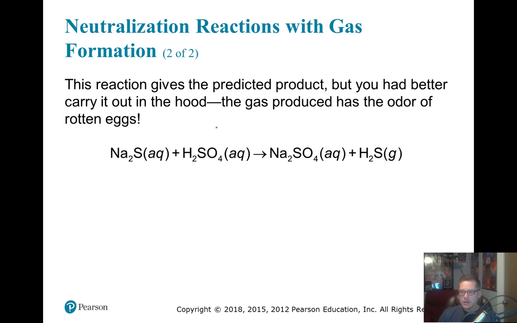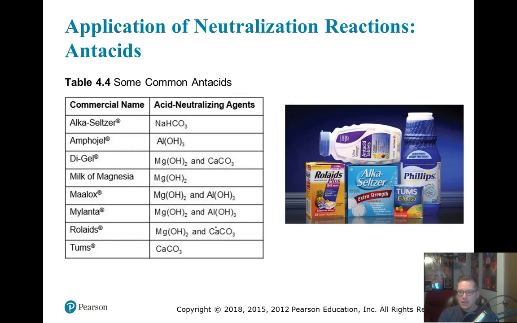Finally, last little bit here, if you're reacting something that has sulfur attached to it, so this would be sodium sulfide with sulfuric acid, you're going to form the products that you'd expect, sodium sulfate and H2S. But be warned, H2S is a gas, so it's hydrogen sulfide gas. You want to do it in a fume hood because it smells like rotten eggs, and it's also poisonous if you get enough in you. So you need to make sure you understand that if the metal that's reacting with your acid has a sulfur in it, then you'll more likely be forming hydrogen sulfide gas, and you've got to watch out.